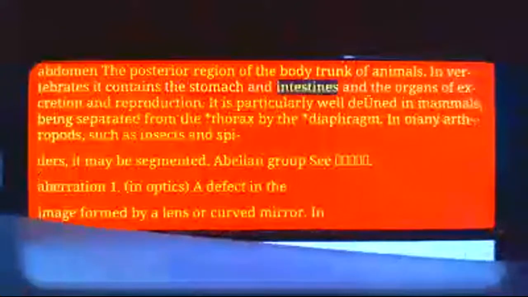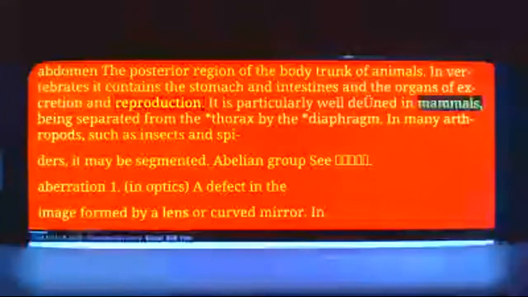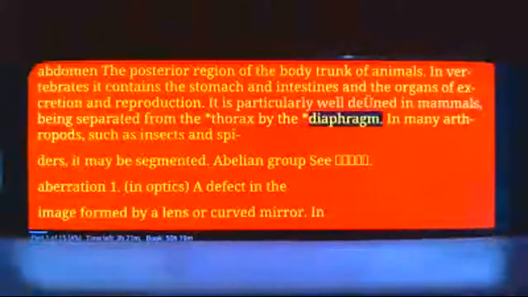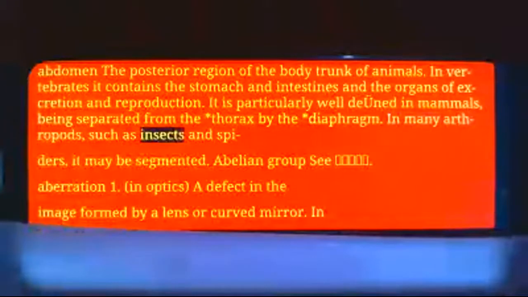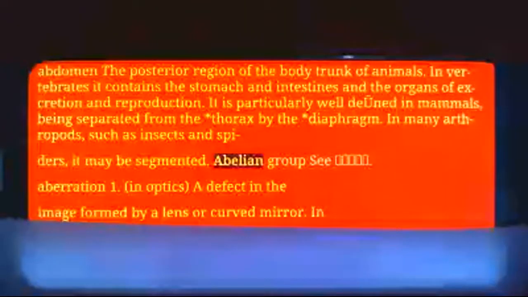Abdomen, the posterior region of the trunk of animals. In vertebrates, it contains the stomach and intestines and the organs of excretion and reproduction. It is particularly well-defined in mammals, being separated from the thorax by the asterisk diaphragm. In many arthropods, such as insects and spiders, it may be segmented. Abelian group.